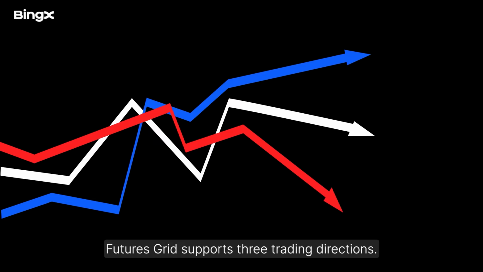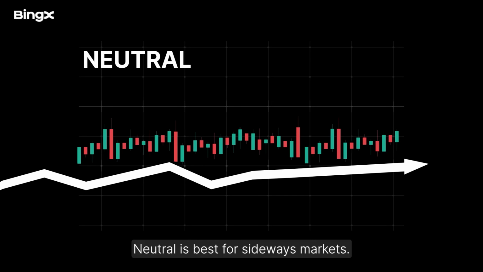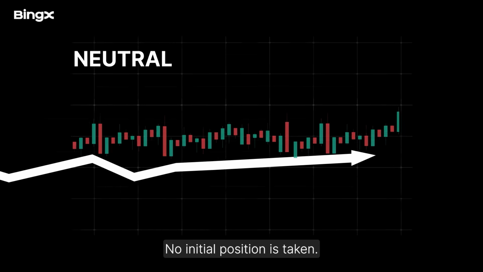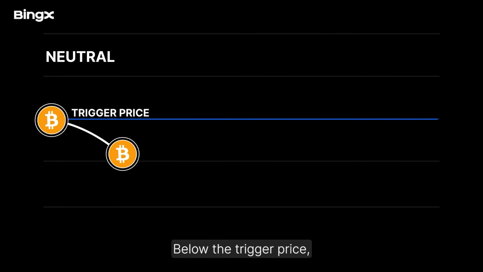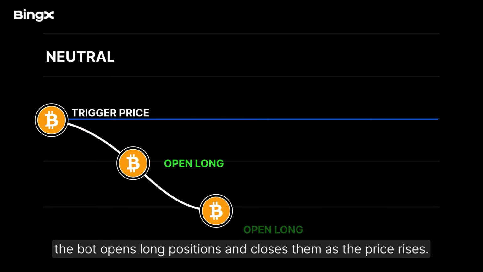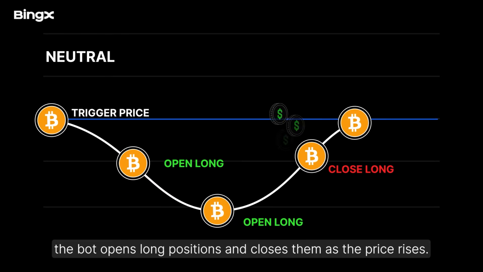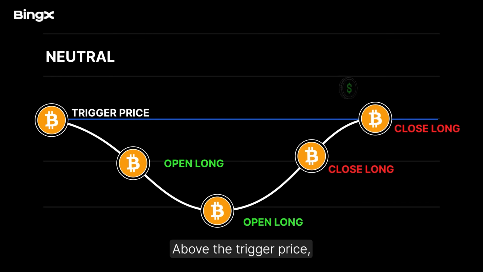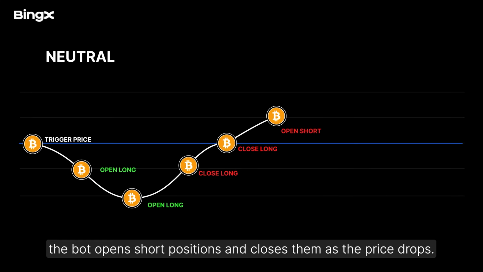Futures Grid supports 3 trading directions. Neutral is best for sideways markets. No initial position is taken. Below the trigger price, the bot opens long positions and closes them as the price rises. Above the trigger price, the bot opens short positions and closes them as the price drops.